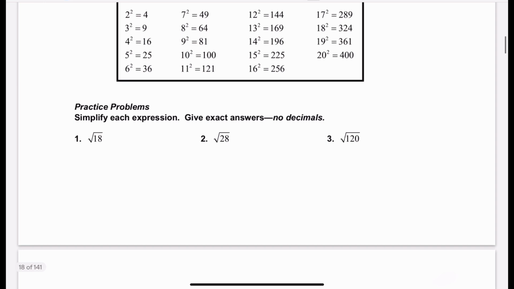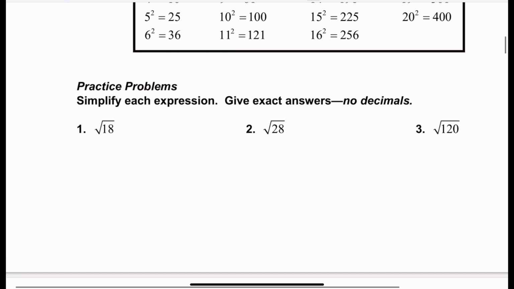So let's look at simplifying these. We're going to look at 1 through 3. Depending on your calculator, a lot of calculators will simplify the square root for you. But let's just see what the calculator is doing. First thing you're going to do is think of any two numbers that equal 18. You could either use 2 and 9 or 6 and 3. Let's start with 2 and 9.